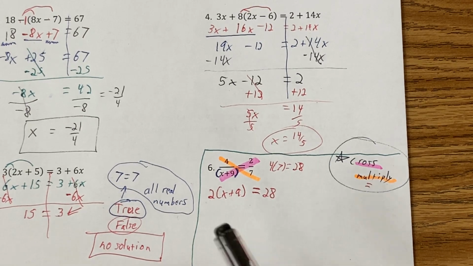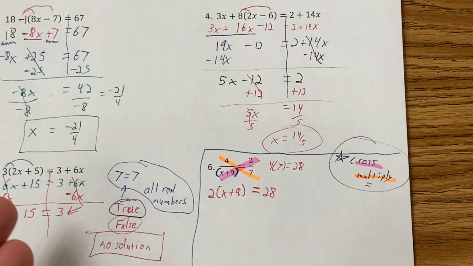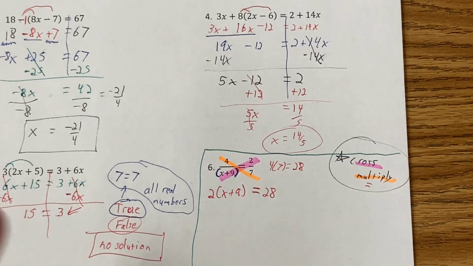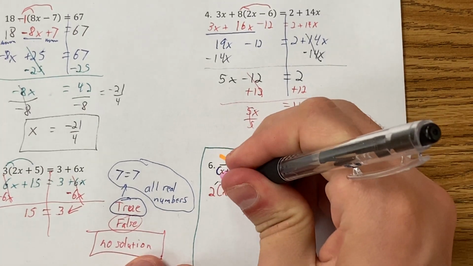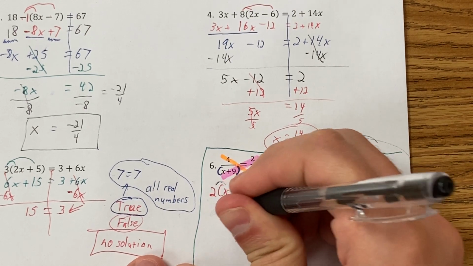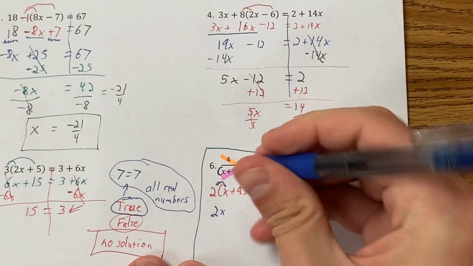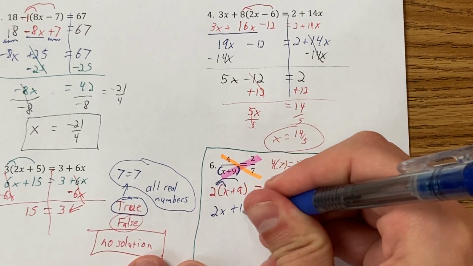So if you know how to solve this, I recommend pausing the video and trying to solve it, or as I'm talking, pause every once in a while to see if you can anticipate the next thing I'm going to say in terms of how to solve it. For instance, what do I do next? The answer, I distribute. 2 times x is 2x. And then 2 times 9 is 18.